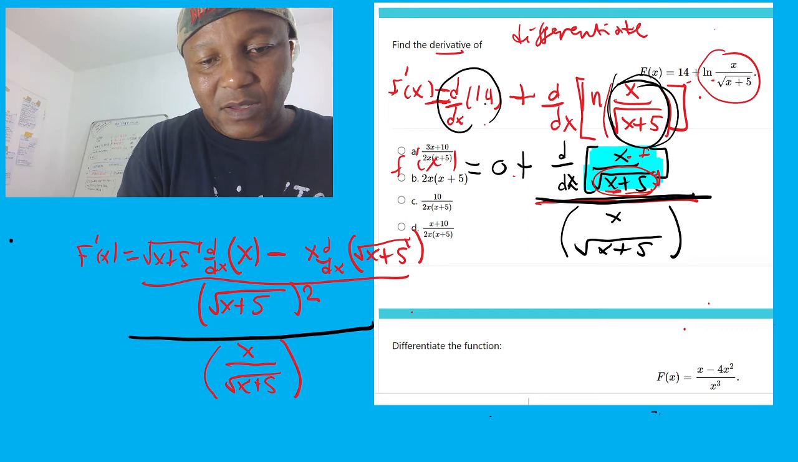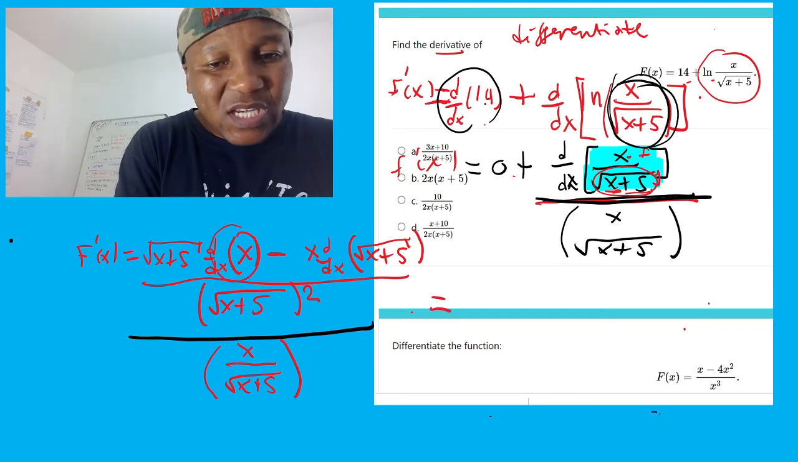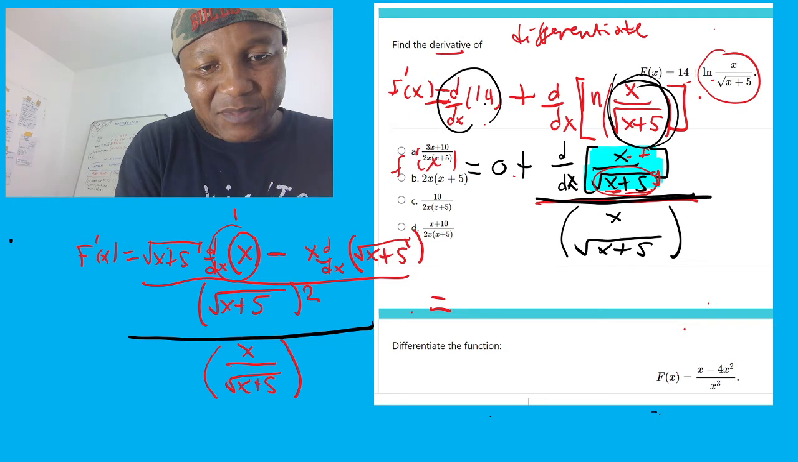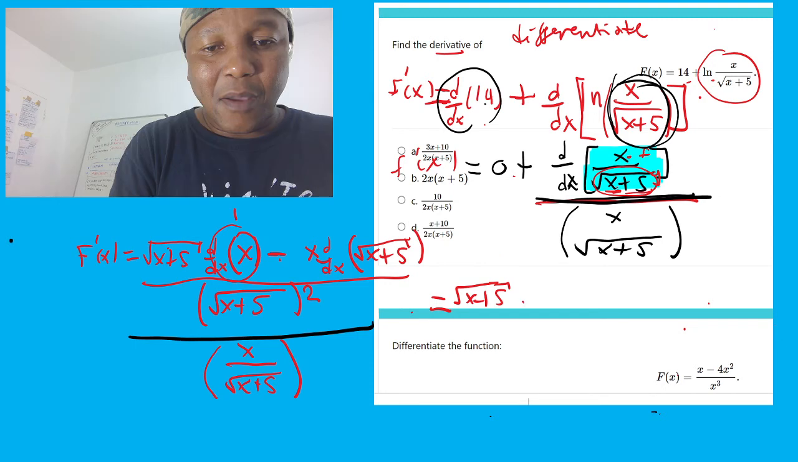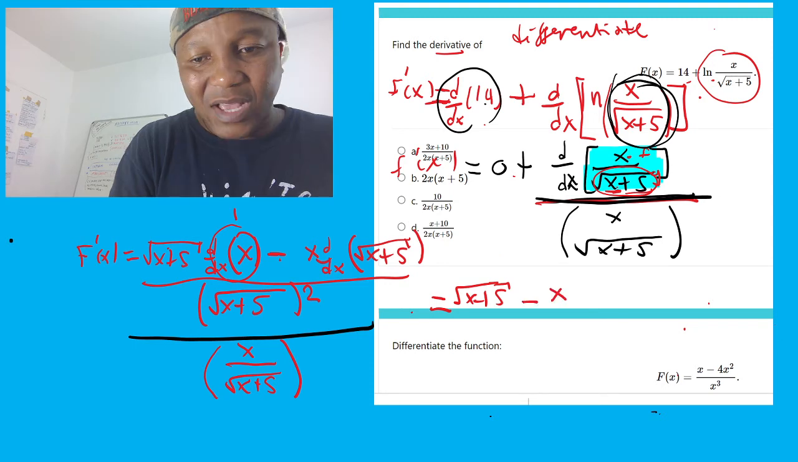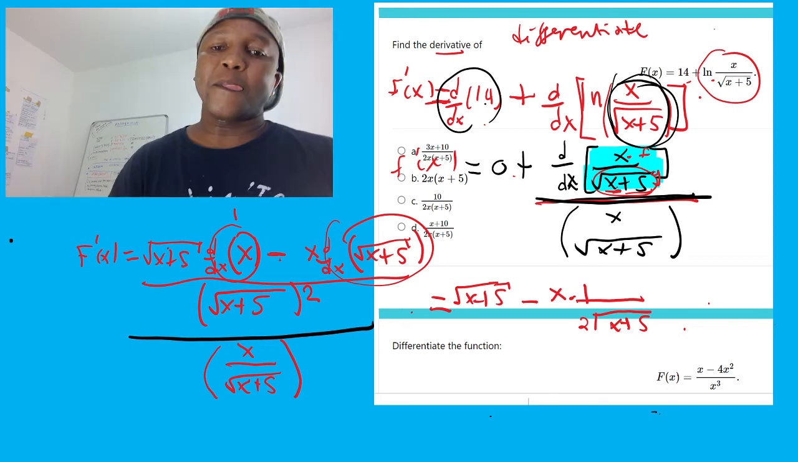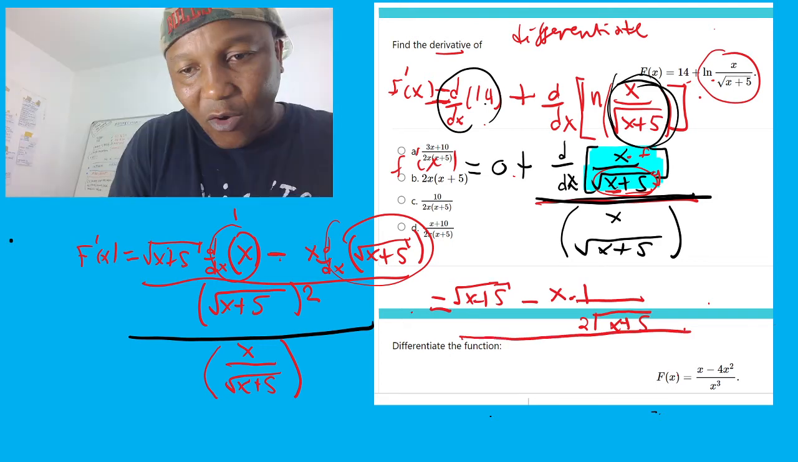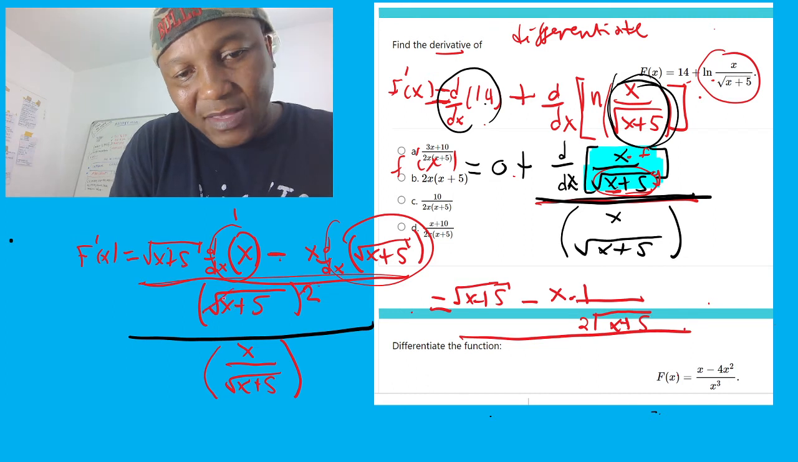Okay, so now when you differentiate x, you get 1. So it's going to be 1 times that, which is going to be the same thing, the square root of x plus 5, minus. Now we come here, this could be x, but when you differentiate that, it is going to give you 1 over 2 square root of x plus 5. Okay, and then all of that we're going to put over this, and when you square this, it is going to cancel. It's going to be x plus 5.